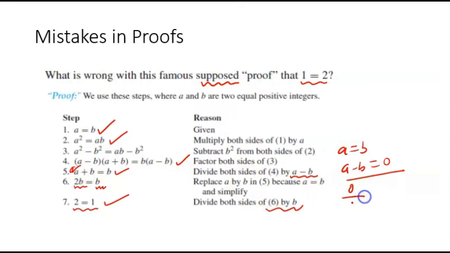We are basically cancelling out 0 from both sides, and considering this is equal to 1, this is not correct. Dividing both sides by 0 is not a valid mathematical argument. So the mistake that we have made is in step number 5, where we have divided both sides by a minus b, right? I hope you agree to it, right? So please be clear about this thing.